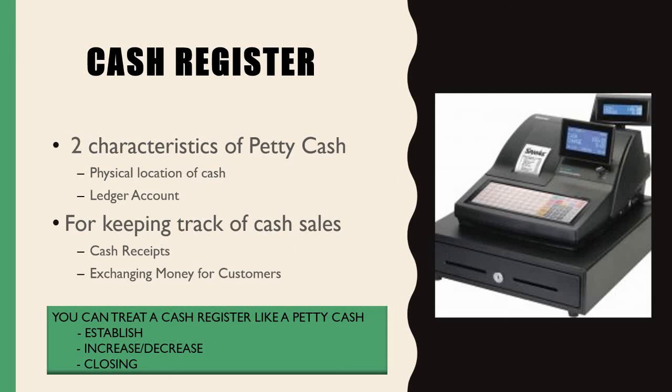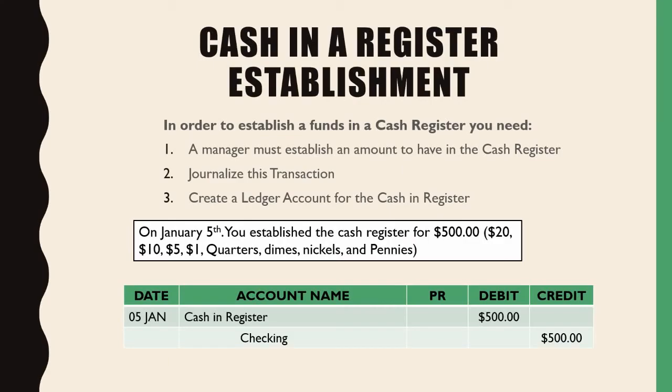Okay. So in this case, you can treat a cash register exactly like a petty cash drawer, because you have the same idea. You're going to need to establish it. The way you increase it, decrease it, and the way that you close out your cash register is the same. So here, if I need to establish my cash register, say on January 5th, I'm going to establish my cash register to have at least $500 in it at all times.